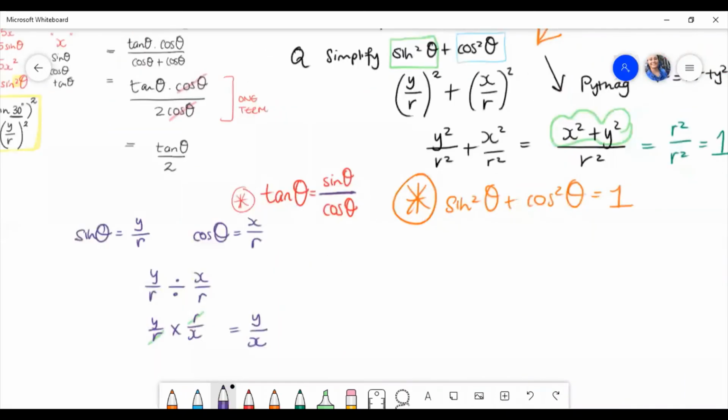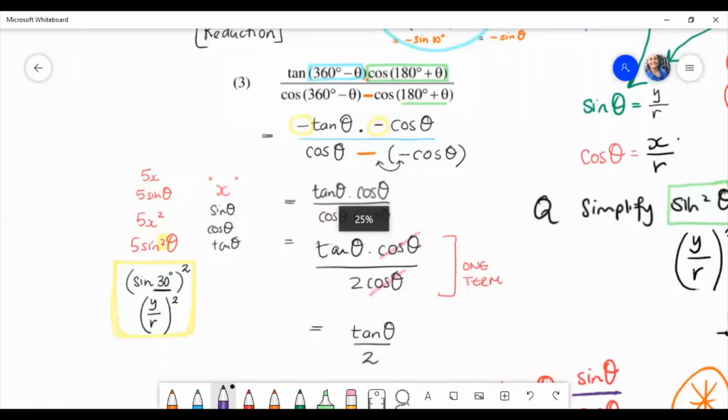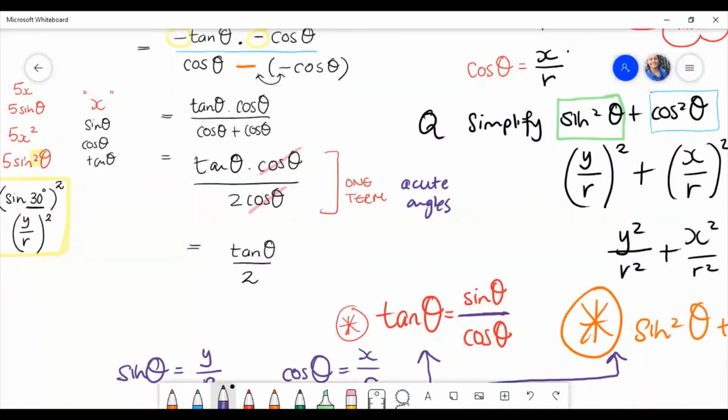Within reduction, we use certain identities to simplify things, and we use conversion from obtuse and reflexive angles into acute angles, and we treat it with care when it comes to fractions and simplifying.